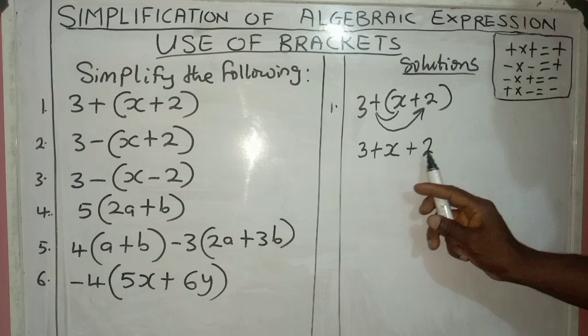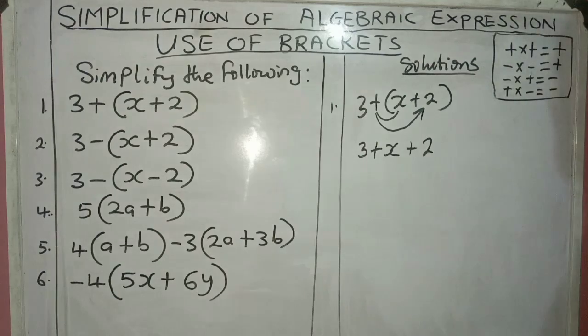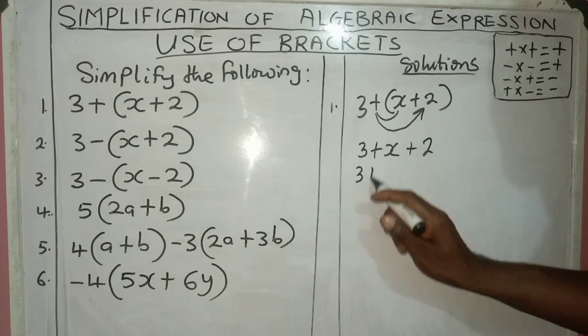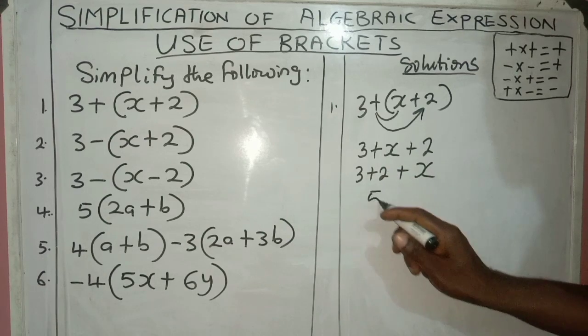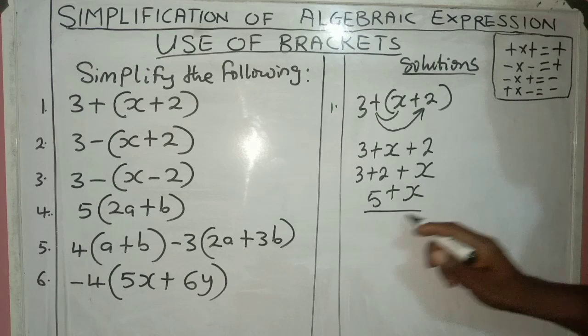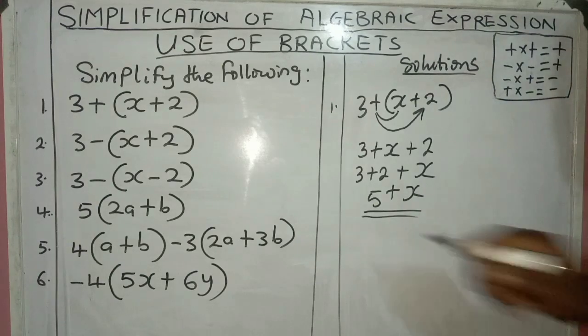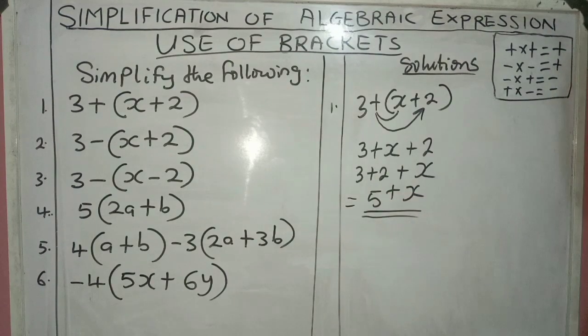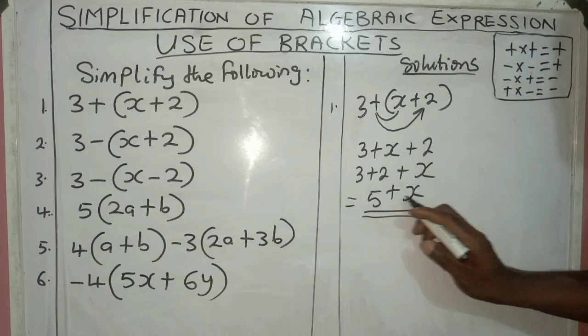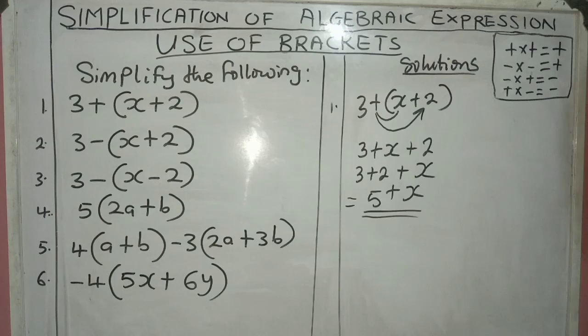As you can see, 3 and 2 do not have any alphabet attached to them. So both of them are said to be what? Like terms. So I can simply put it this way: 3 plus 2 plus x. 3 plus 2 will give us what? 5. Then 5 plus x. This becomes our answer to the question. Why is it so? Because 5 and x are unlike terms, so we cannot add them. Had it been 5x plus x, our answer would have been 6x. But since we have a 5, which does not have any x attached to it, and plus x, that cannot go further. That will be the end of that particular solution.